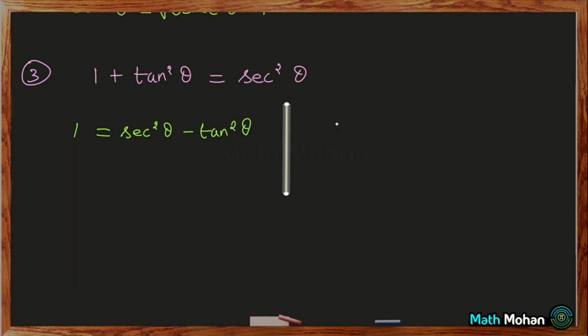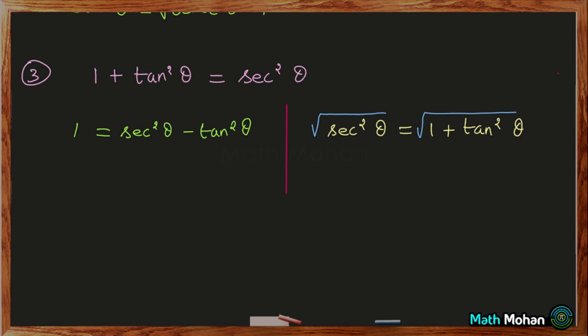And the another way is, if we flip and write, secant square theta equal to 1 plus tan square theta, and from here if I want secant theta, I take the square root on both sides, thereby this will get cancelled, and as a result we'll get secant theta is equal to the square root of 1 plus tan square theta. Okay, so this is one way of getting it.